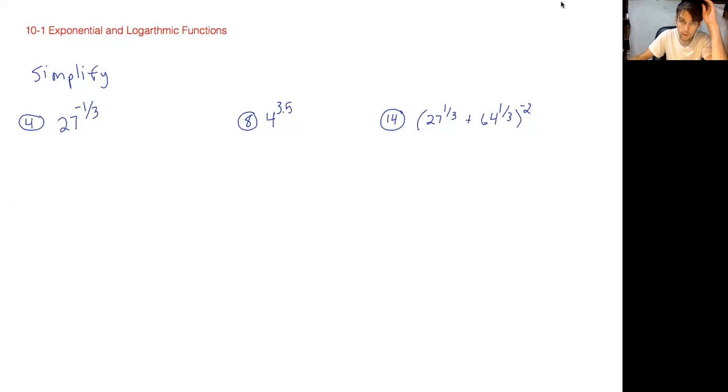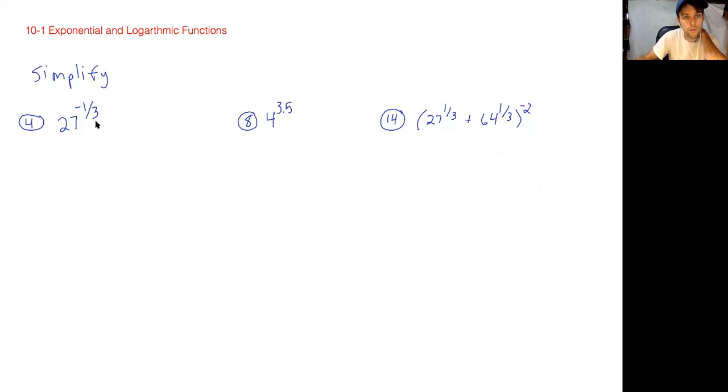All right, we're going to start talking about exponential and logarithmic functions. So in these problems, we're going to need to have a really strong understanding of our exponent rules, in particular how to work with fractional exponents and negative exponents, kind of what those different things mean.